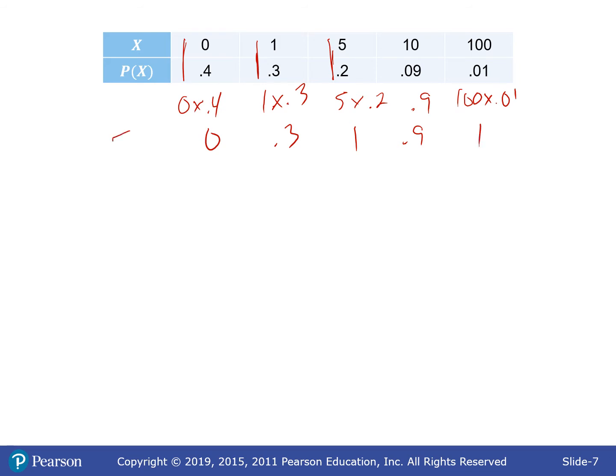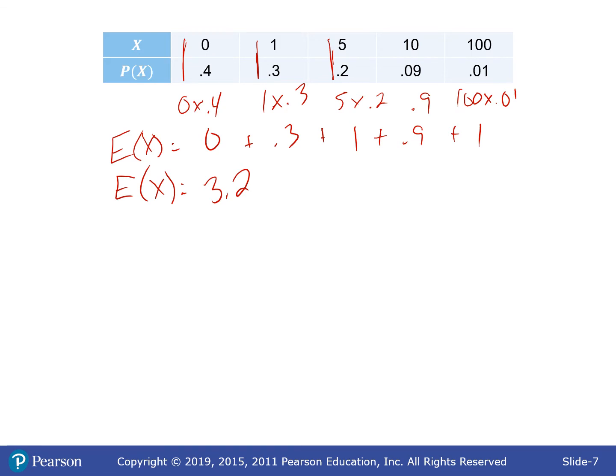And then for the expected value, we're just going to add these numbers together. So the expected value of ours, we have 1 plus 1, 2.9, 3.2. So if we played this game over and over and over again, on average, we would end up getting $3.2 per time we fish.